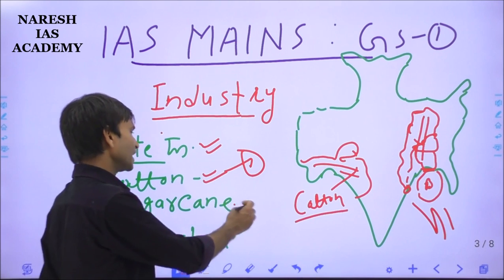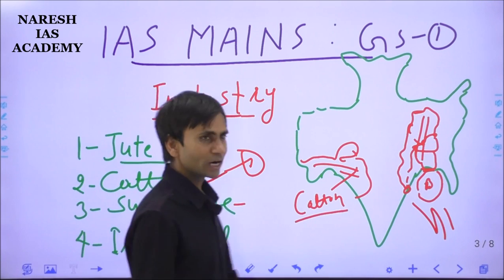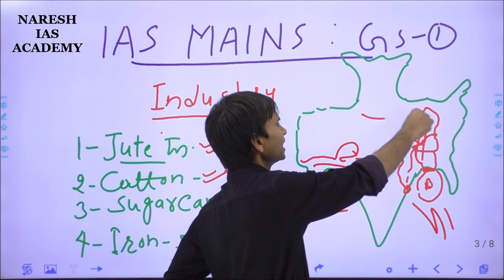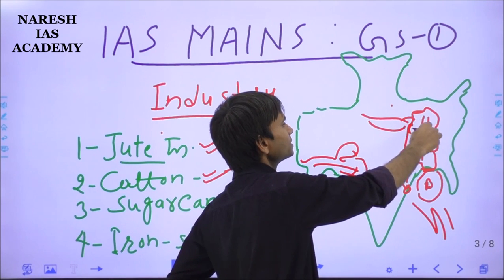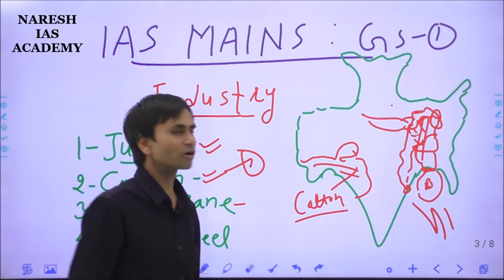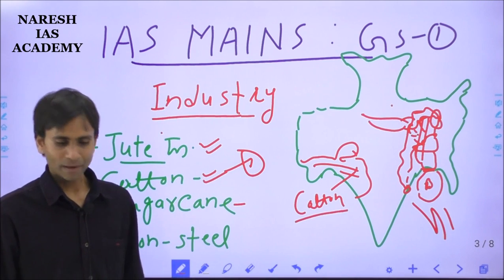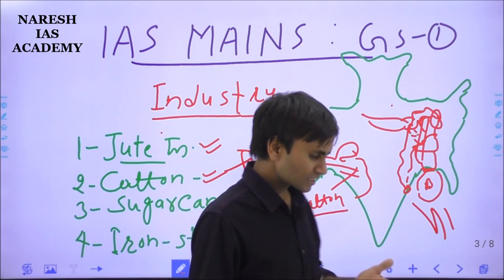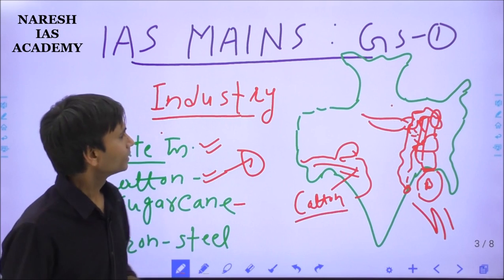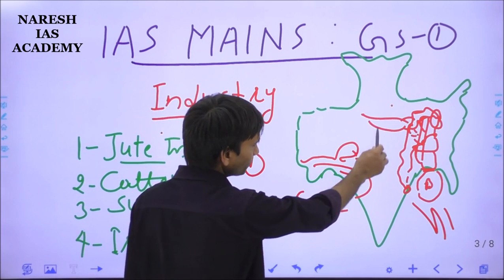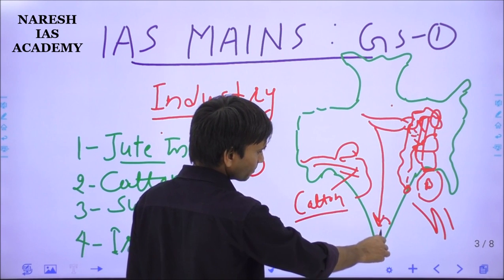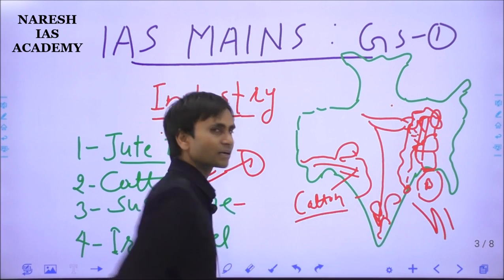Third is the sugarcane industry. You know, conventionally the sugarcane industry was centralized in the Gangetic plains, mainly in Uttarakhand, Uttar Pradesh, Jharkhand, Bihar and some part of West Bengal and Assam region. But recently, in the last 2 or 3 decades, we have seen the sugarcane industry shifting from north to south India, and now it is centralizing in some parts of Tamil Nadu, Andhra Pradesh and interior Karnataka.